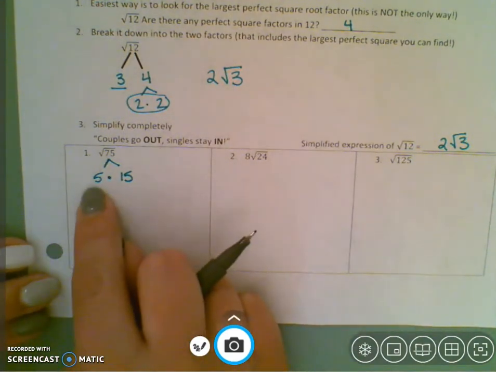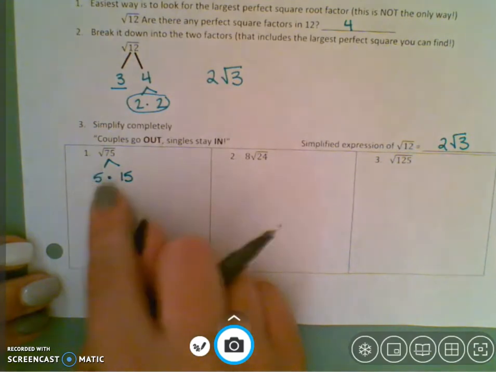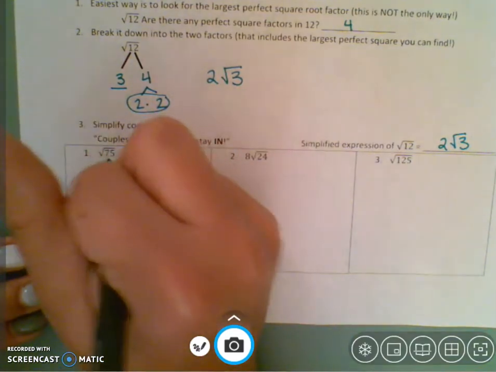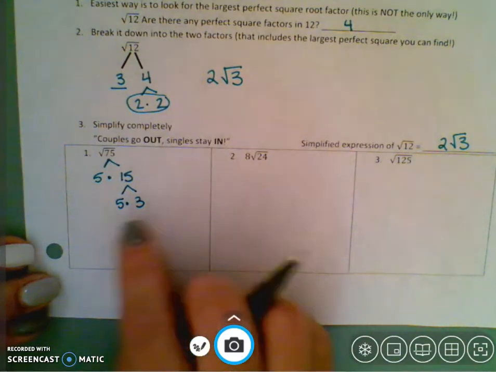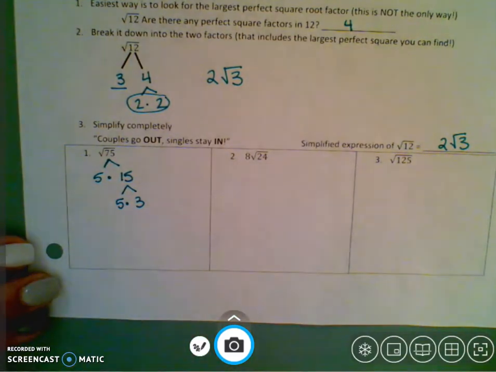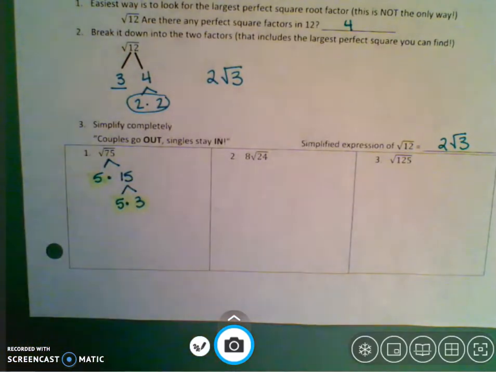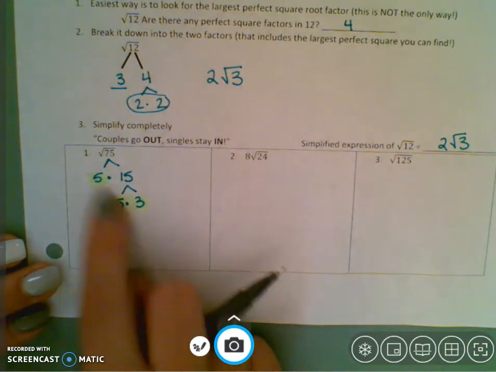Okay, so 5 can't break down anymore because it's prime. It just means 1 times 5, and for these, we don't care about 1. So 15 is going to be 5 times 3, and 5 and 3 are prime. So we are done with our factor tree. So now we're going to look at all of the numbers at the bottom of the tree. So again, you have to find pairs. That's a set of 2 numbers.